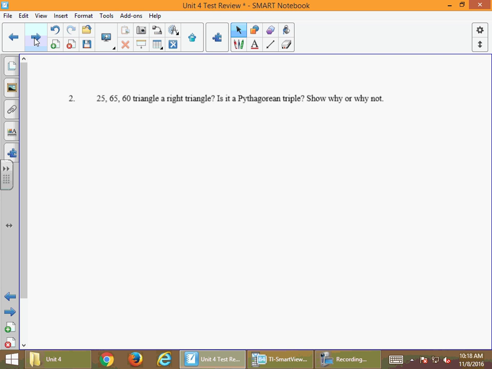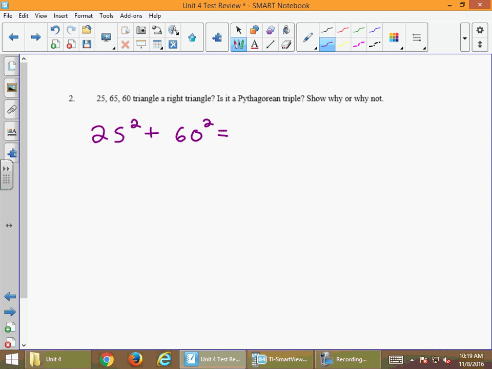It's always c squared. What do you know about the actual measure of that side? It's the biggest. So which one of these sides has to be our c value? 65. Even though it's right in the middle, it's very tempting to say a squared plus b squared is c squared, so 25 a, 65 b, 60. C always has to be the hypotenuse side, which has to be the largest. Let's go ahead and set that up. So I'll just say that 25 squared plus 60 squared is equal to 65 squared.